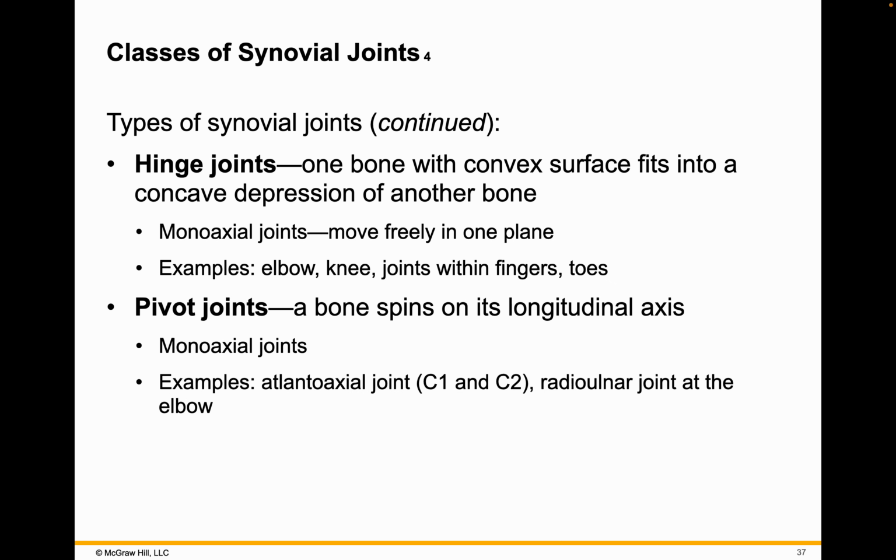In a hinge joint, one bone with a convex surface fits into a concave depression of another bone. A great example of this is the elbow. Pivot joints: a bone spins on a longitudinal axis. This would again be monoaxial, and the joint between C1 and C2 and the radioulnar joint are good examples of this.